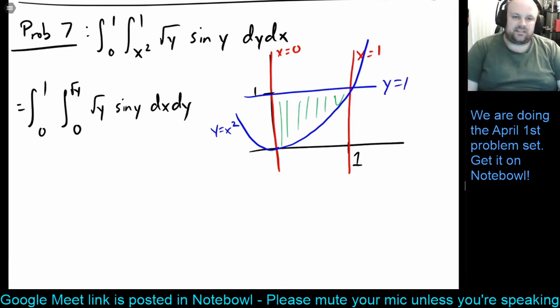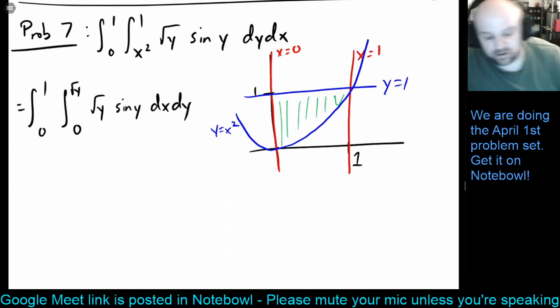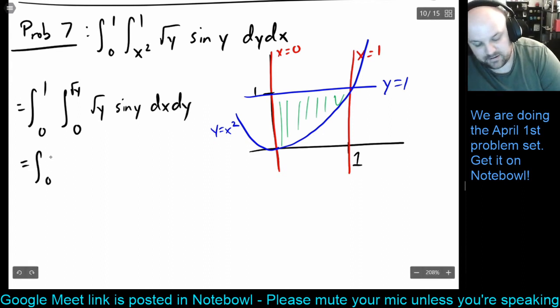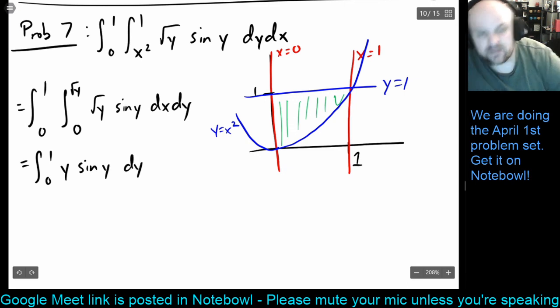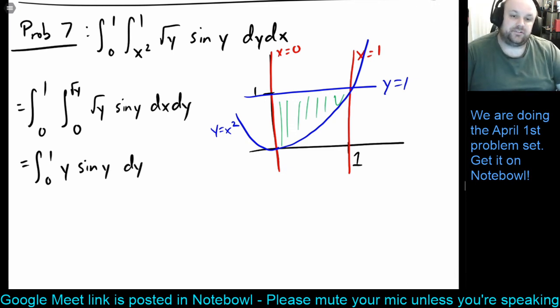So I think since we're about at the end of the class period here, I'll do the first integral. Or I'll tell you what it is. We're going to wind up with this, which is now something we can do.